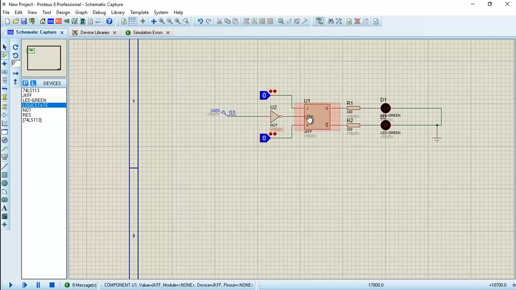And in the clock, as this flip-flop only accepts rising signals, I have inverted the signal to have only falling signals that can enable this flip-flop. To demonstrate the values, I have here two LEDs connected to the ground.